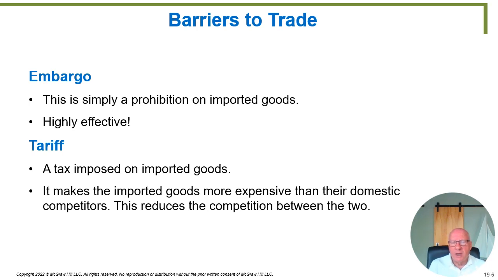Now, what are the different kinds of barriers to trade that we could do? We keep mentioning tariffs. That's just one mechanism. Let's go through several mechanisms that a country can use to keep foreign goods out of its market. The most dramatic one is the embargo. The embargo is a prohibition on imported goods. You all might recognize that word embargo from several different examples.